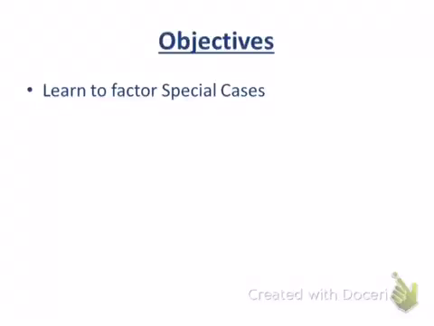In Lesson 83, we're factoring special cases, and specifically, the special case we're going to spend some time with is called a difference of squares. Lesson 83 also deals with perfect square trinomials, but we're not going to really treat those as a special case. We're going to factor those the same way that we've always factored trinomials.